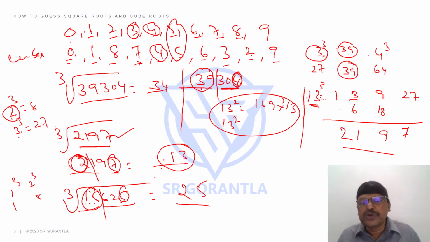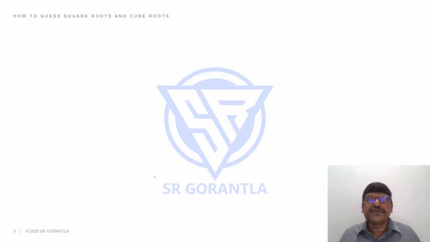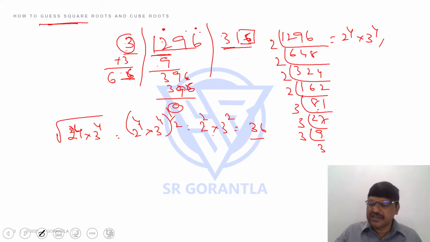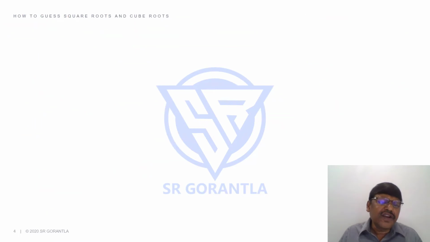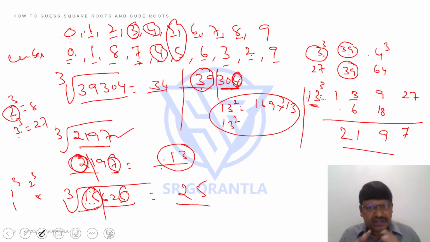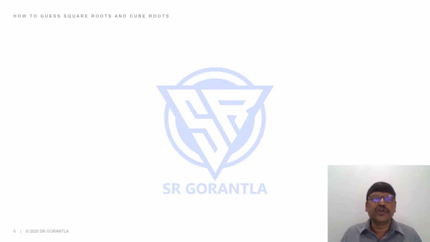If I have to find cube roots, like I said in the case of squares, you could try to factorize. But if I try to factorize like this and find the cube root, it will take a lot of time, students. So let's not. Most of the time you may not require that in competitive exams, right? So that's about guessing the square roots and cube roots.